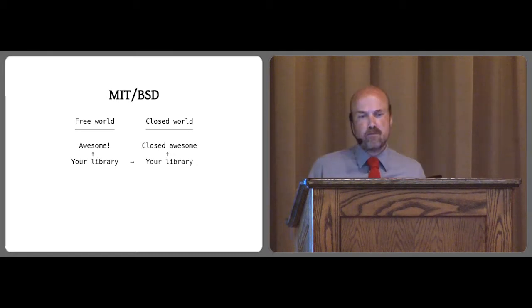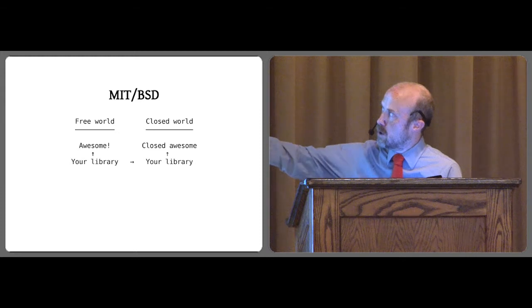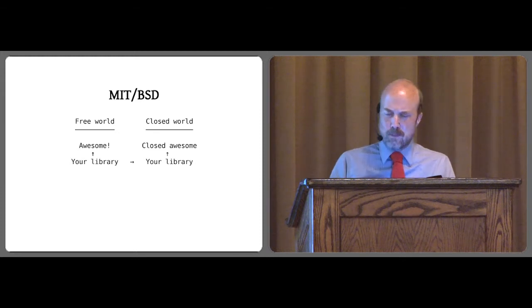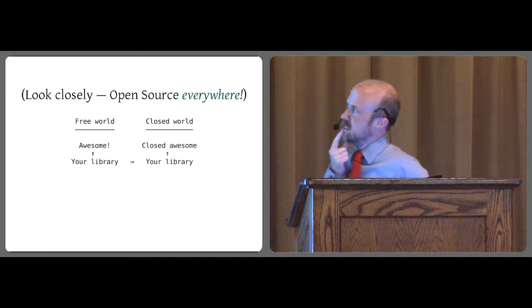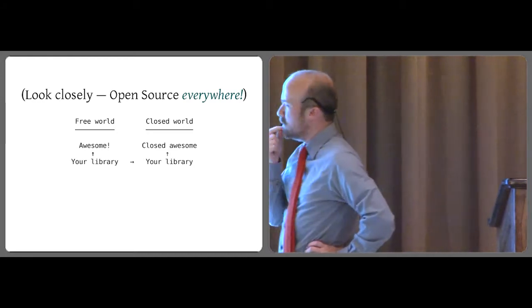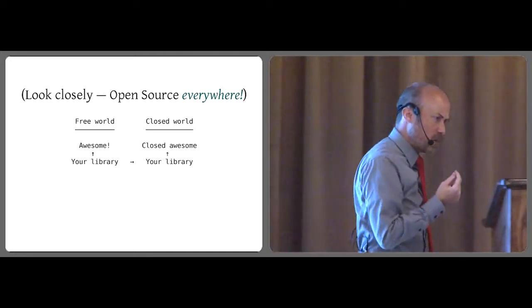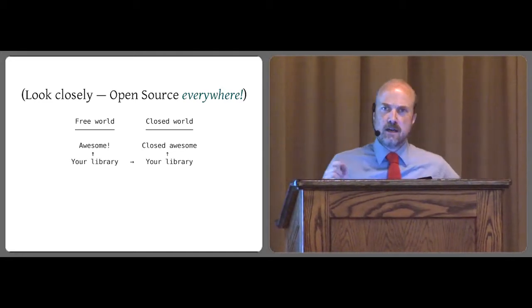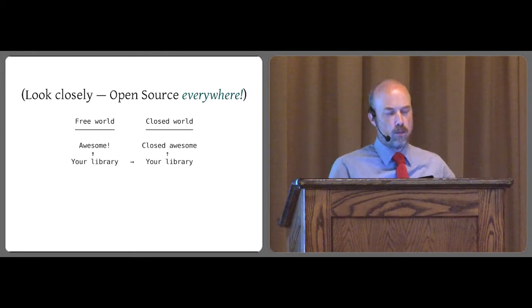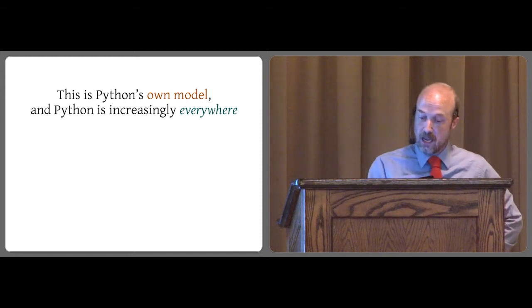The idea of people that use the MIT or BSD license is a bit different. It's just to let anyone use the library for commercial, non-commercial, open or closed projects so that your library gets used both in the free world and the closed world. And something people have started to notice is that if you look at this second diagram carefully, in this version of the world, open source is everywhere, instead of only being in one of the two columns. Open source can become ubiquitous if companies aren't afraid of a legal entanglement by using it. It's Python's own model, and Python, as you heard this morning, is increasingly everywhere.